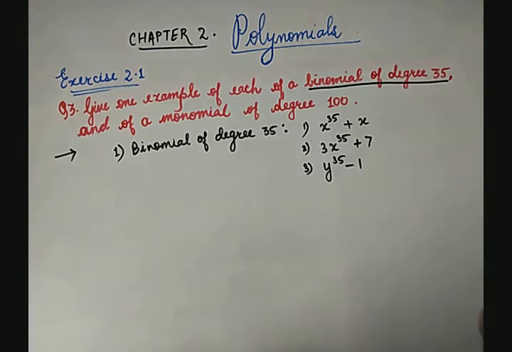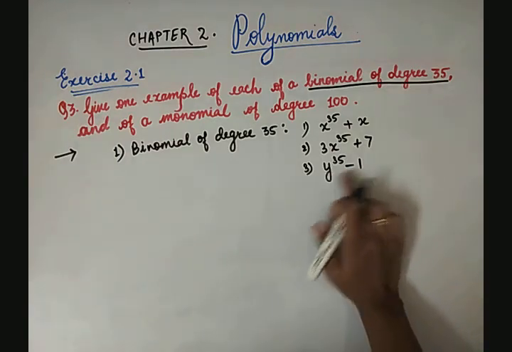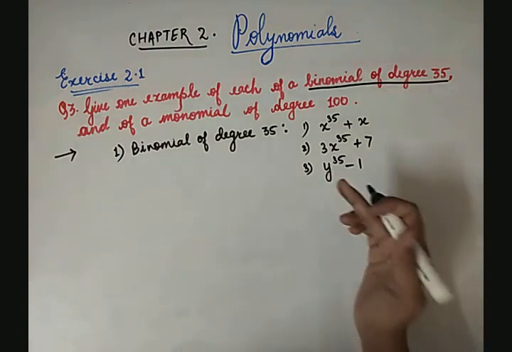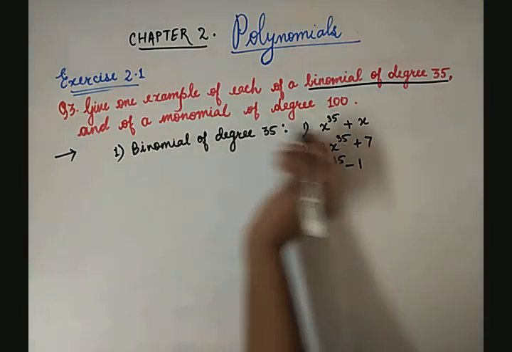So you can write any binomial of your choice with degree 35. You can write it in x, in y, in z or even t. Any variable you can take, but the degree should be 35 and it should be a binomial. That means only 2 terms. So you can add a few more examples of your choice. So this was the first part.